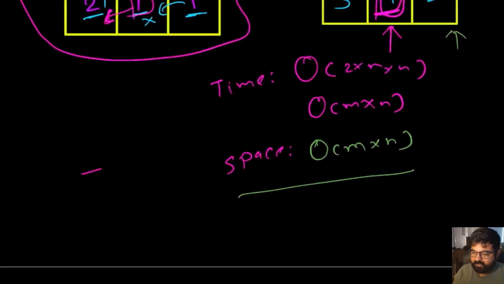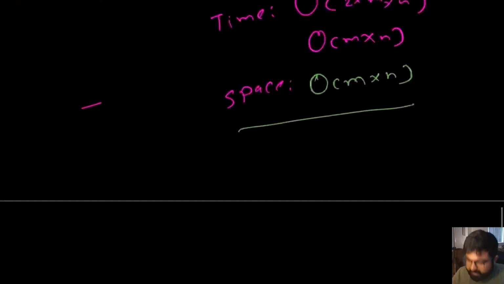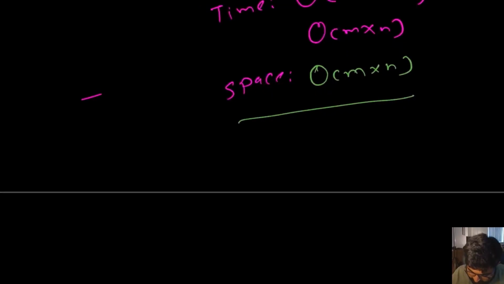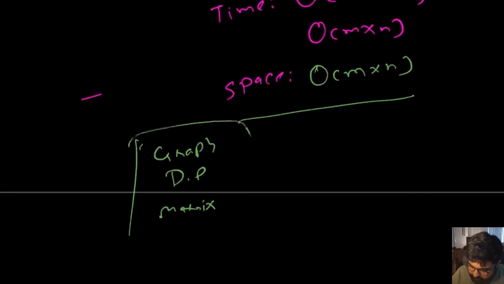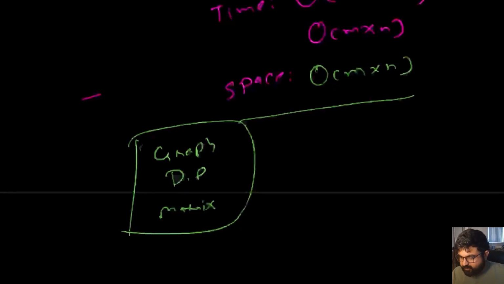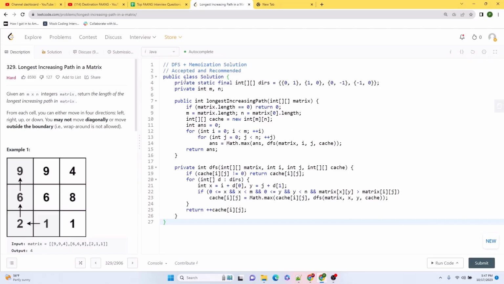So in my opinion, this is a very good problem to understand three major concepts, and that is graph, dynamic programming, and also matrix. So everyone should do this problem at least once. Now let's go to the coding part, that is not so difficult. So basically, first of all, we are going to create a 2D array to store all the directions that we are going to traverse over.